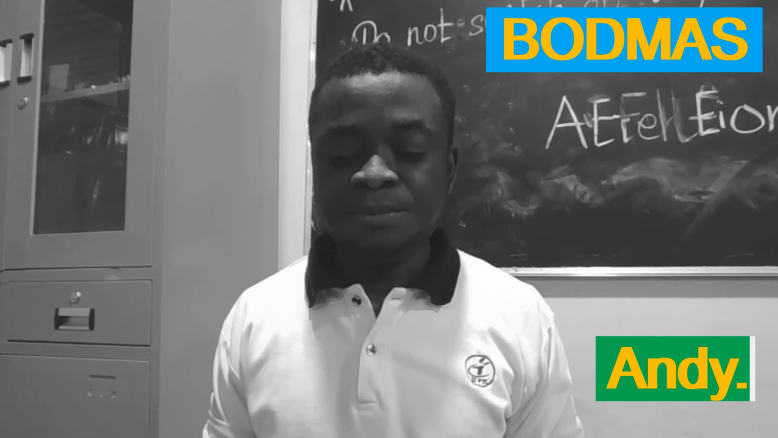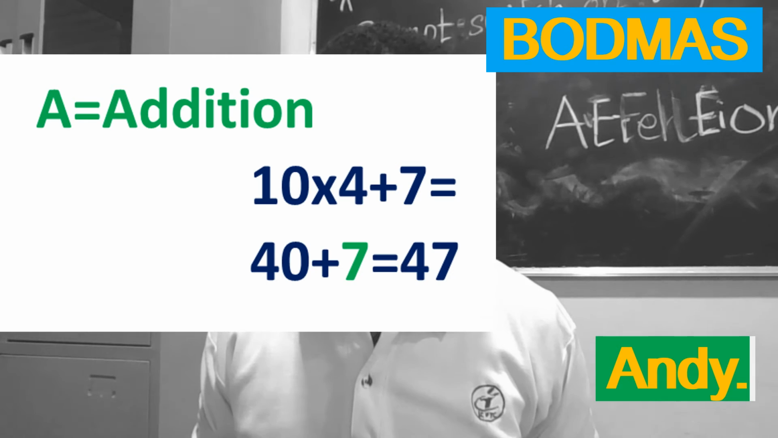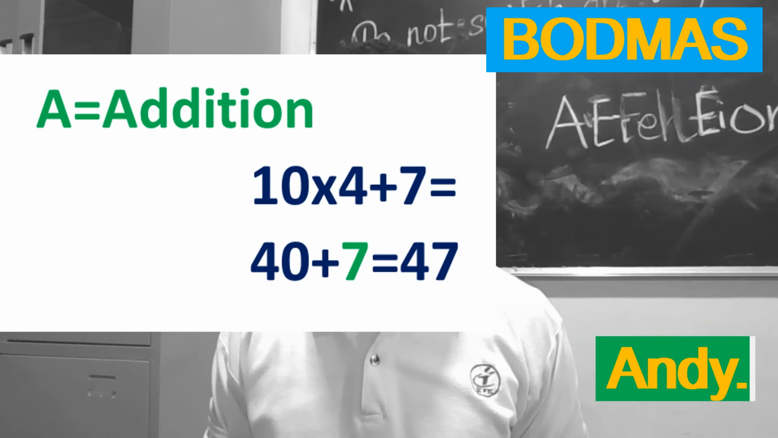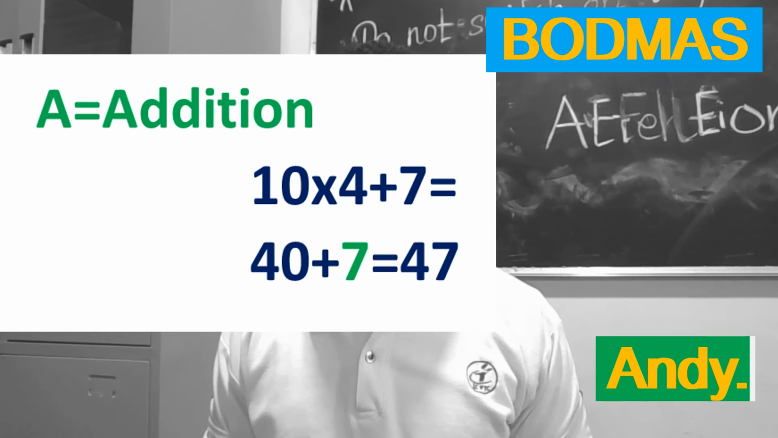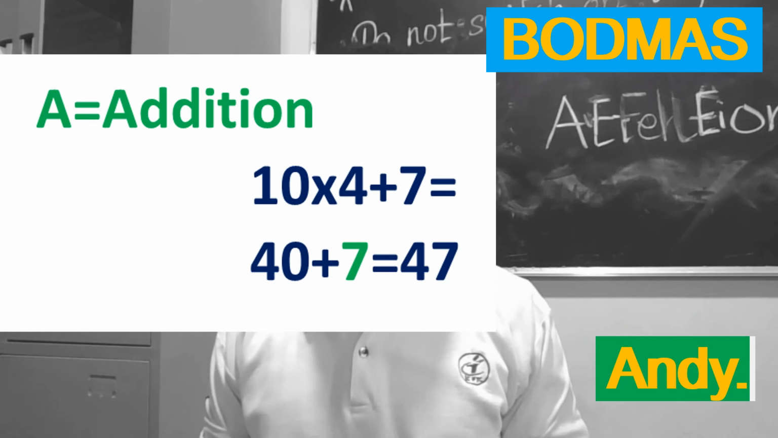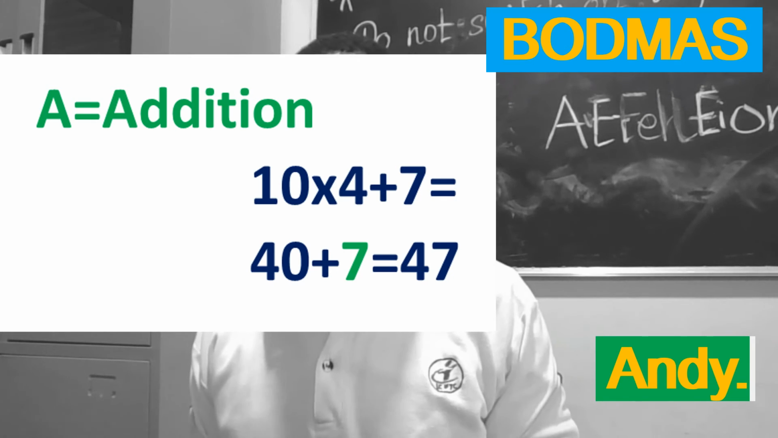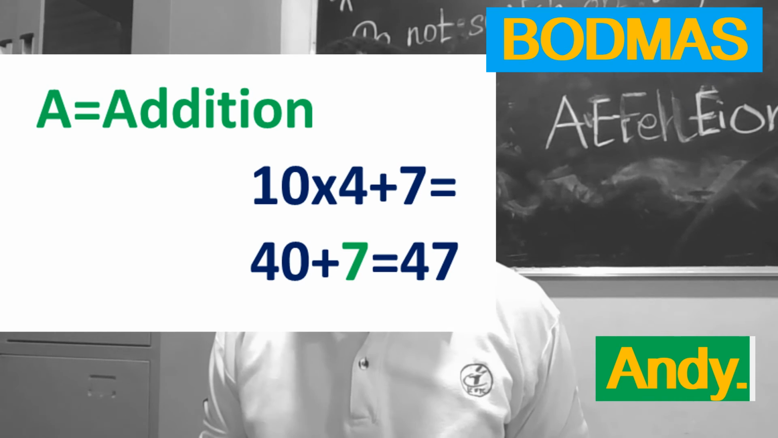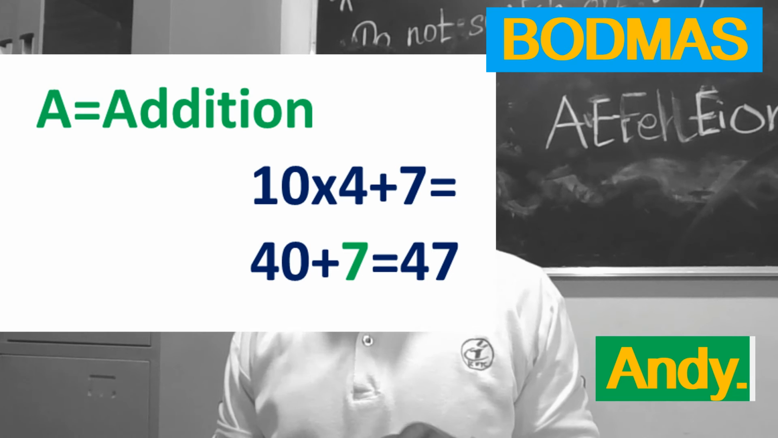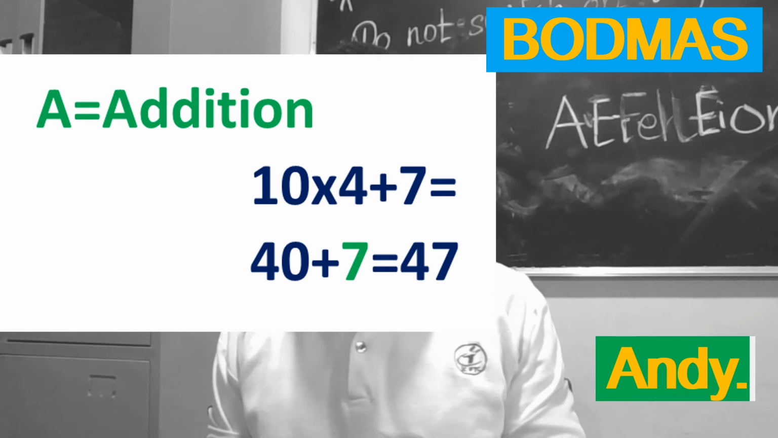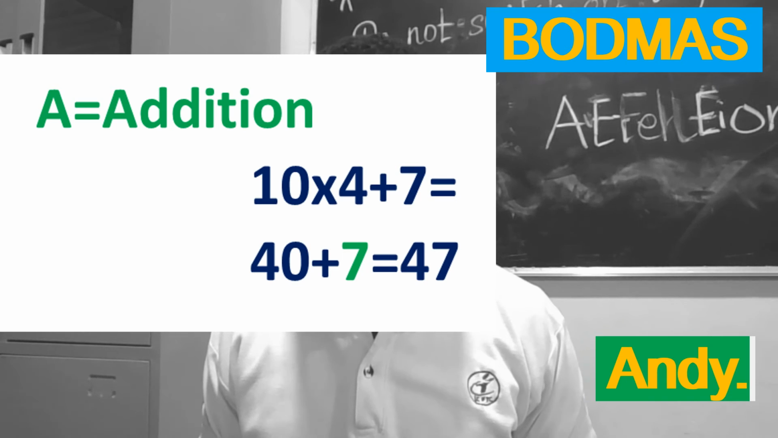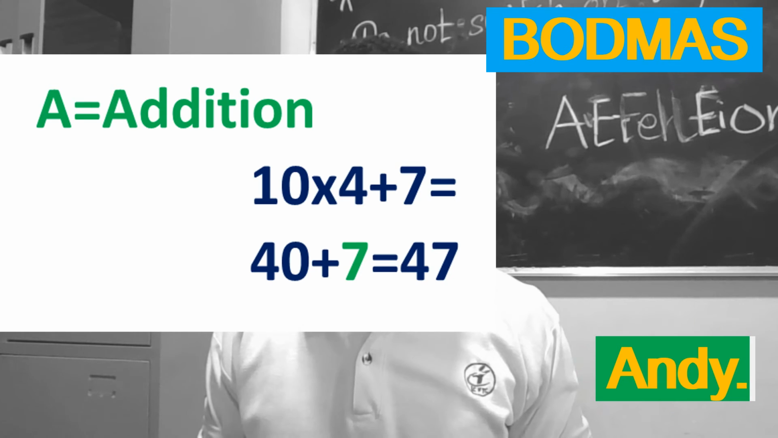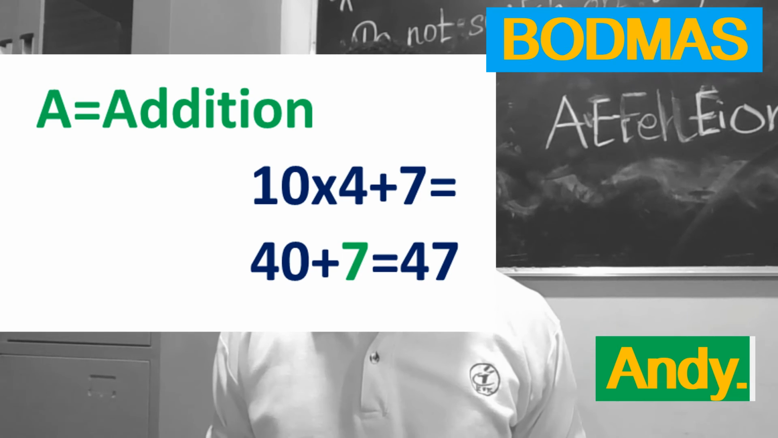In addition, we have one example here, which is 10 times 4 plus 7. Now let's deal with it. Look at the order of this particular expression. We have 10 times 4 plus 7. We have multiplication, so we have to deal with the multiplication first before we move on to the addition. So now let's do it. 10 times 4 gives us 40. So 40 plus 7, and that is 47. So that is how the order is supposed to be according to BODMAS.